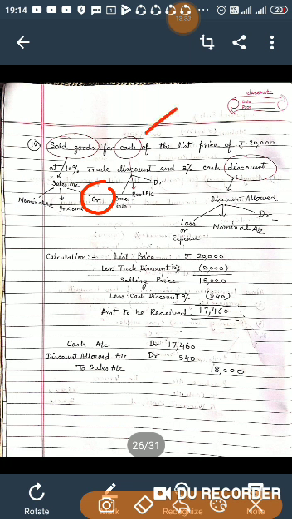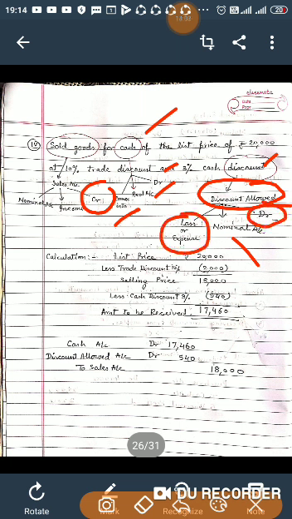Cash is a real account. We are receiving cash from the customer, so the cash is coming into the business, so it should be debited. Discount here, we are allowing discount to the customer, so it is discount allowed. Discount allowed is also a nominal account. Rule for nominal account is debit all expenses, credit all income. So discount allowed is a loss or expense for the business, so it should be debited.